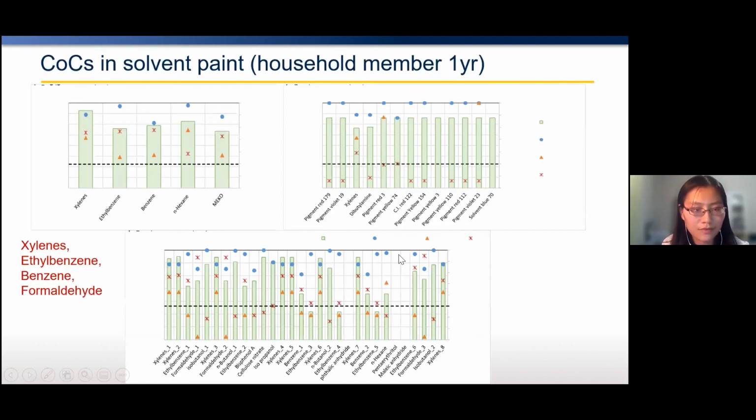And this figure is for the solvent-based binder. There were a lot of chemicals of concern, but they're mainly the solvents, including xylenes, ethylbenzene, benzene, and also formaldehyde here. Formaldehyde is a residual monomer of formaldehyde-based resins like phenol formaldehyde and urea formaldehyde.